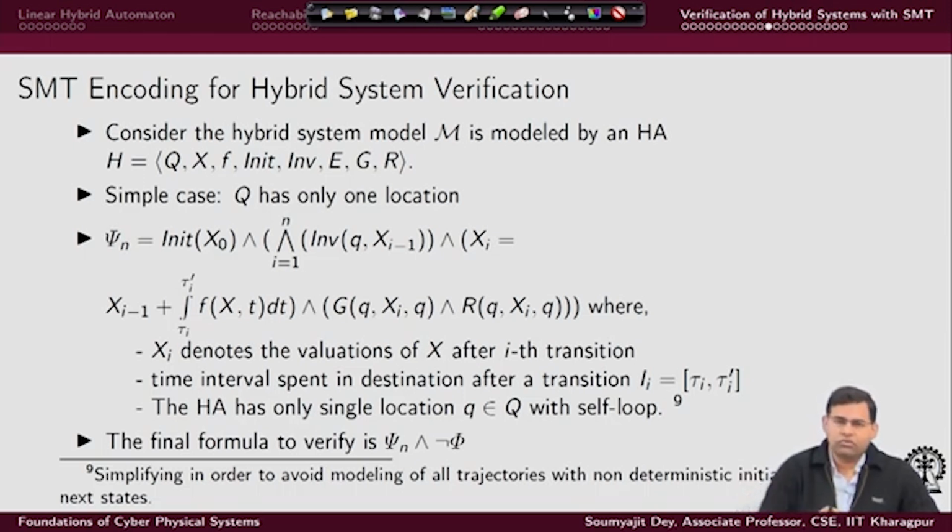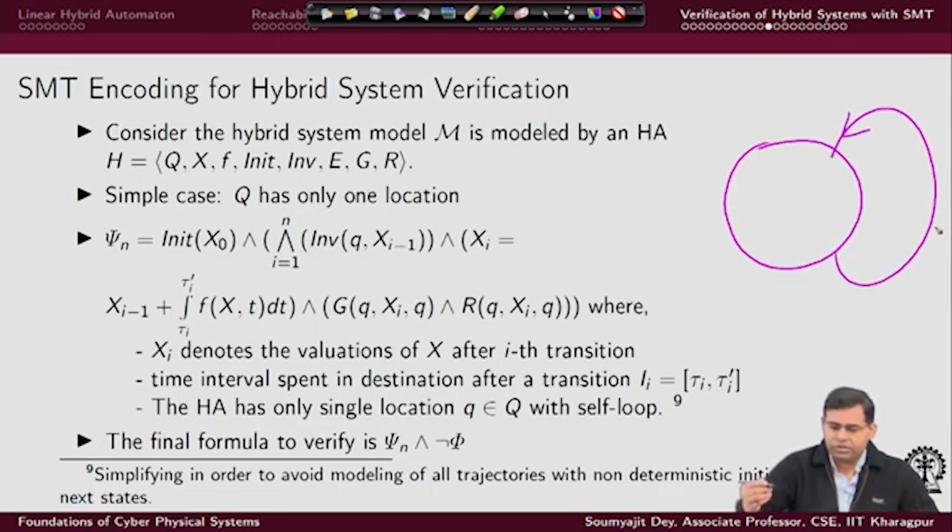We are trying to see how these methods apply to a cyber physical system where you have a plant as well as a controller. First, start with a simple plant. So, let us say you have a single location hybrid automata and you have a transition like this. Okay. So, how do I model this?